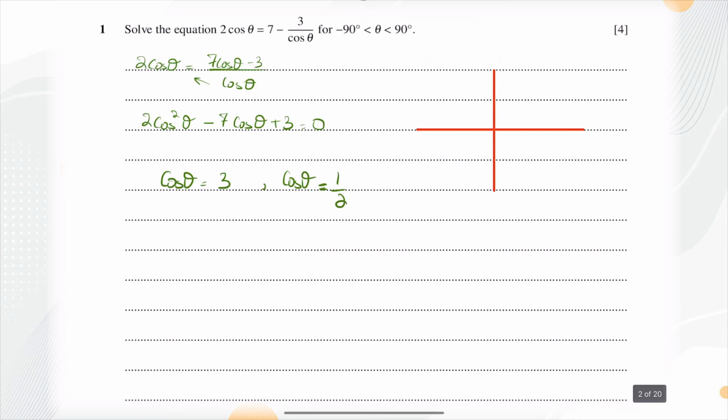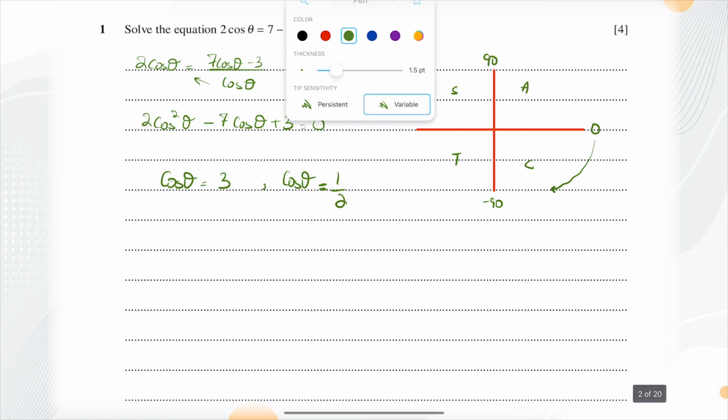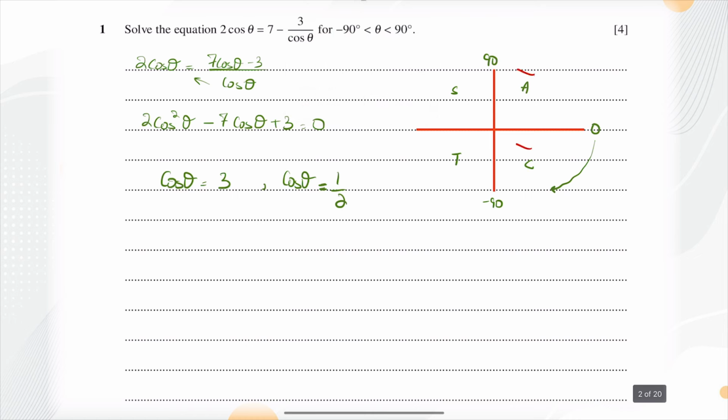Alright, now here's the tricky part. This is 0, this is 90. Now we can't go beyond 90, alright. So we'll stop there. But we can go in a clockwise direction up until minus 90, okay. And since cos theta is positive, where is that likely to happen? That can happen in the first or the fourth quadrant.